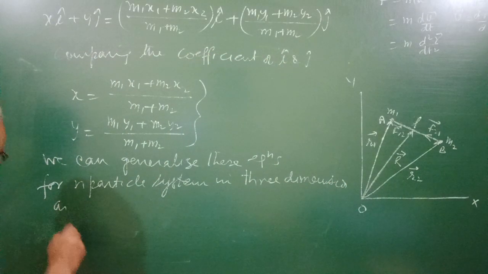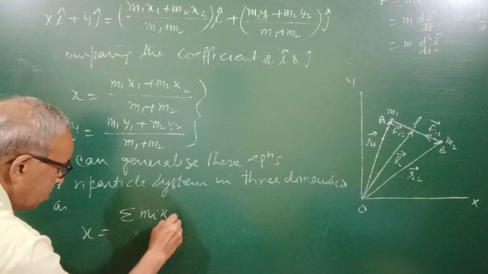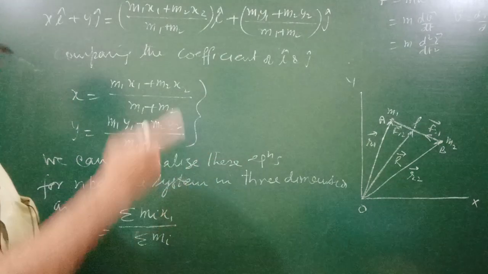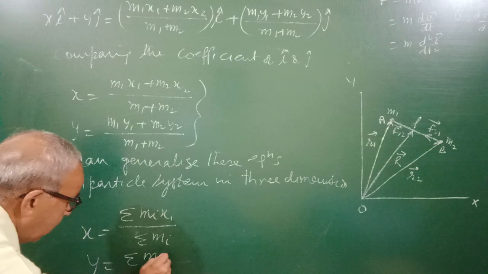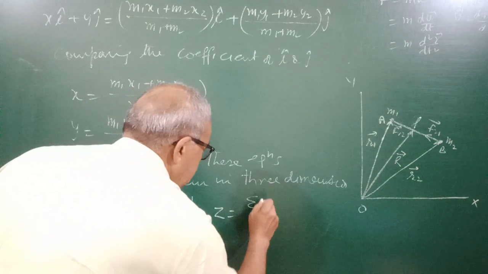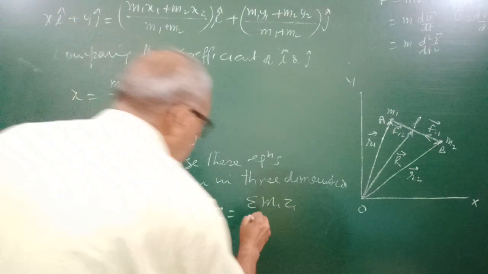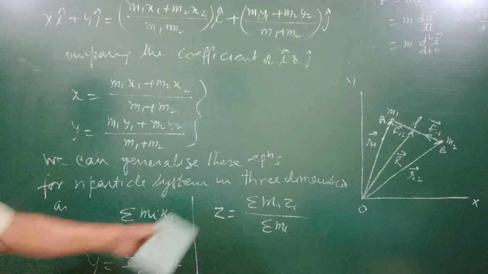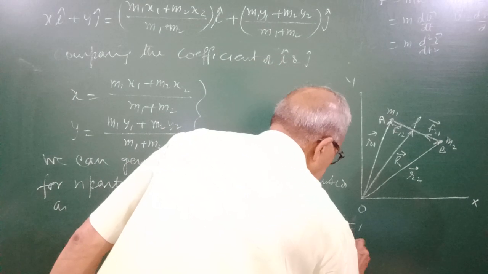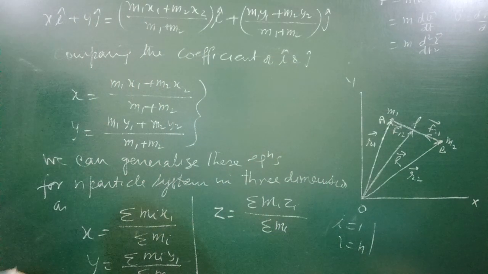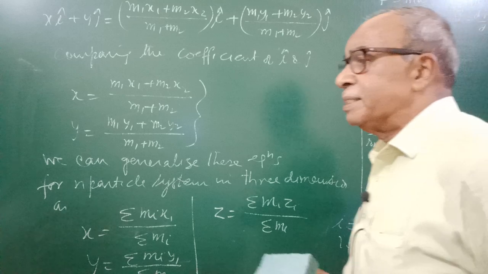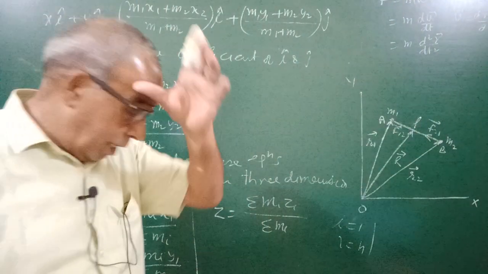x equals summation mi xi upon summation mi. Summation mi xi, you understand, is m1 x1 plus m2 x2. y equals summation mi yi upon summation mi, and z equals summation mi zi upon summation mi. It is understood here that i varies from 1 to n, the ith particle. So this is the derivation of center of mass of a two body system and an n particle system.